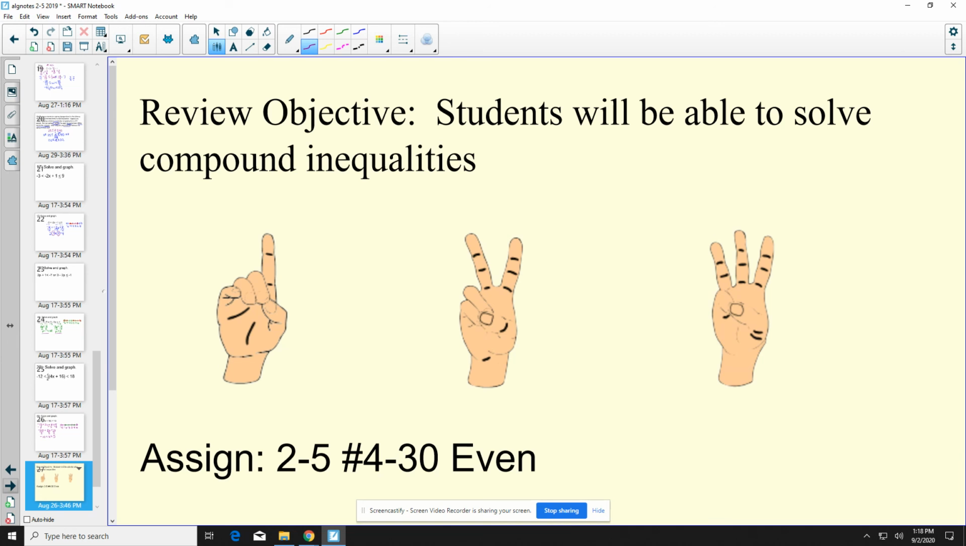Okay, when you're ready, you're going to do the 2-5 Big Ideas assignment. So you're going to Big Ideas, you're doing 2-5, numbers 4 to 30 even.